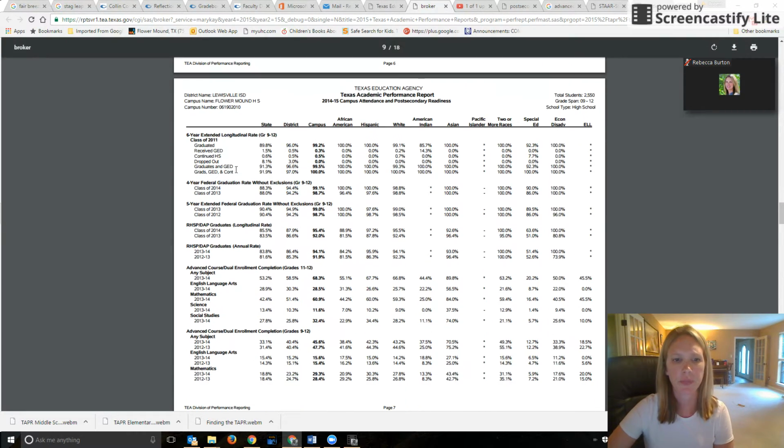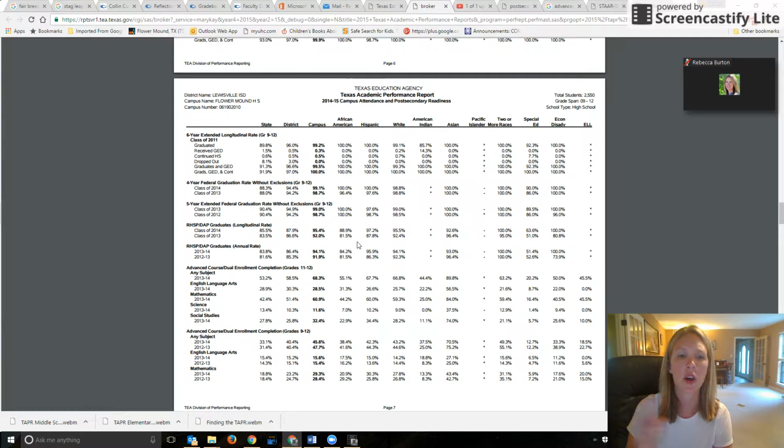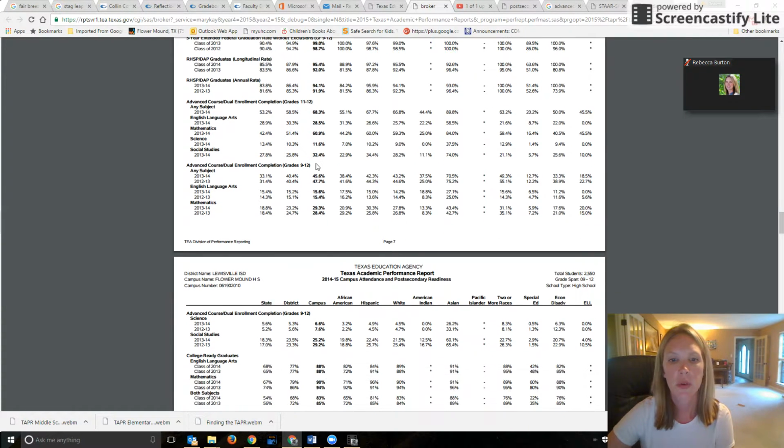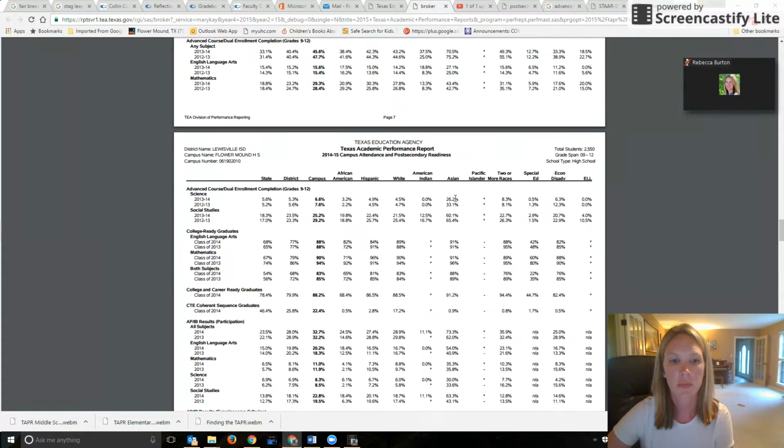If we continue to scroll down, we see that they also look at students with the recommended high school plan and the distinguished achievement plan. So these are students who are taking some of those higher level classes or not taking those higher level classes. We're also trying to track how many students are doing dual enrollment completion or advanced courses. So how many of those are doing some dual credit? And so we're tracking that population.